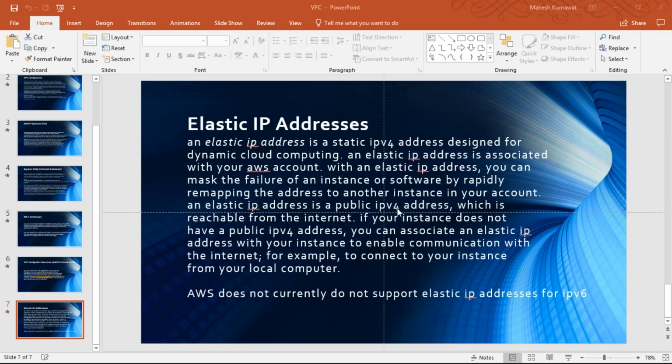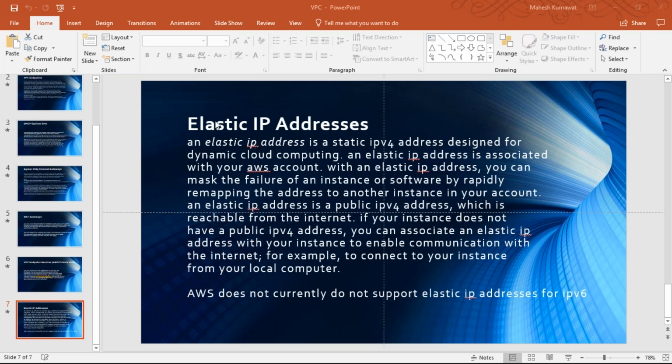An elastic IP address is a public IPv4 address which is reachable from the internet. If your instance does not have a public IP address, you can associate an elastic IP address with your instance to enable communication with the internet, for example, to connect to the instance from your local computer. AWS does not currently support IP version 6 for elastic IP addresses.